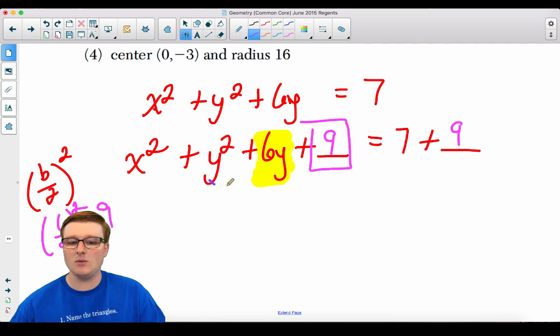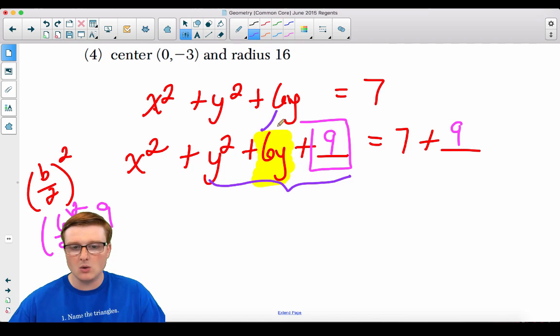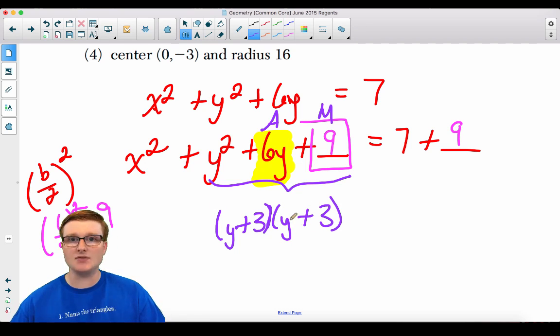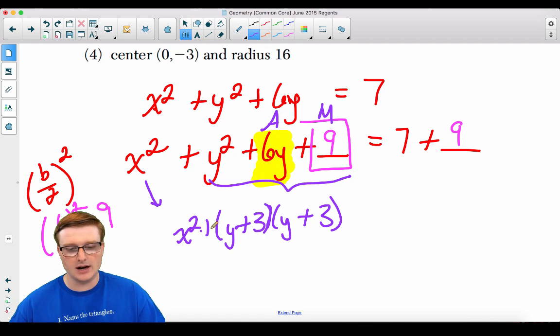Now, what do we do from here? Well, now we have a trinomial. We can factor all trinomials. What adds to positive 6 and multiplies to give you positive 9? Well, that's going to be (y plus 3)(y plus 3). And what's nice about completing the square is you always get the same binomials. These are always the same in completing the square. And that x squared carries along for the ride.